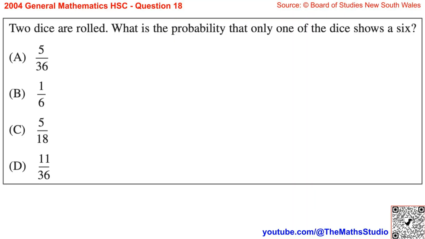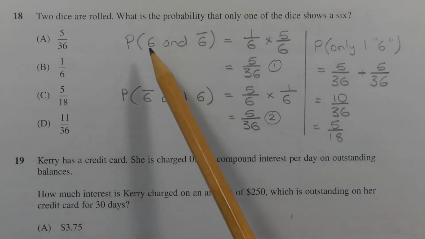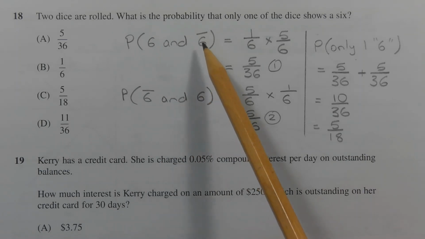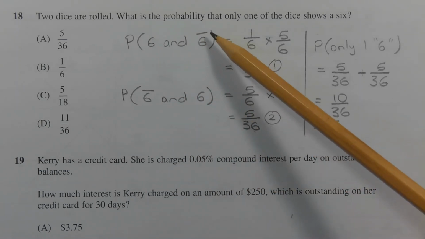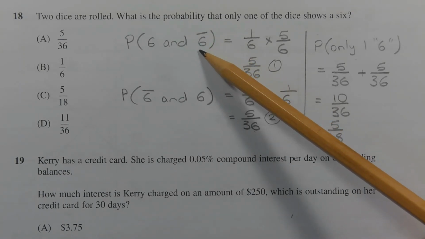Question 18. Two dice are rolled. What is the probability that only one of the dice shows a 6? There are two cases to consider. In the first case, the first dice shows a 6 and the second dice does not show a 6. That is the meaning of the bar on top of the 6, so it's interpreted as not 6.